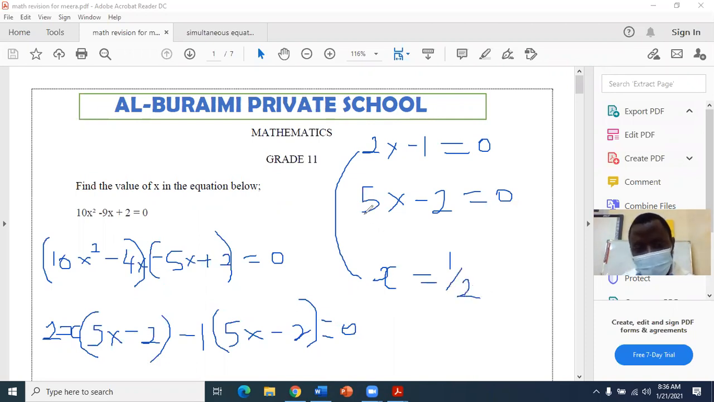This is revision. We have learned this before. That's why I'm a bit fast.